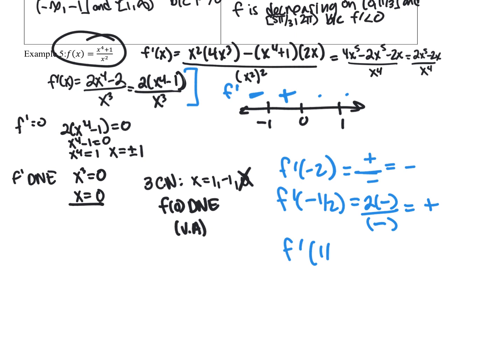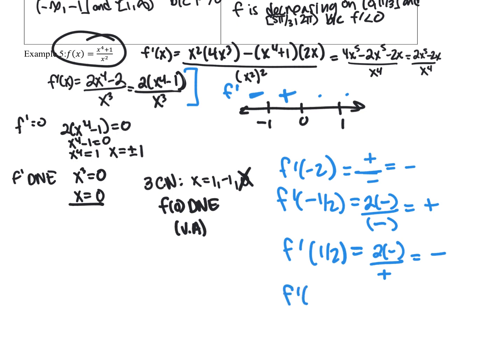Now we'll try 1/2. So plugging 1/2 into x to the 4, same thing. That's going to get even smaller than 1. It's going to make 1/2 an even smaller fraction. So -1, that'll be negative. So 2 times a negative. But now 1/2 to the 3rd will give you a positive in the bottom. So this will be a negative.